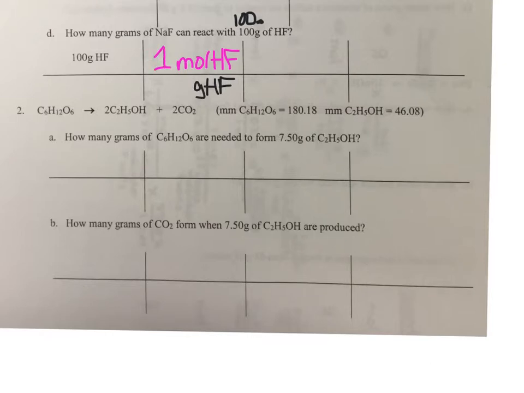So molar mass is 1.008 plus, I got 20.006. Okay, cool. Now I'm going to bring my words down to the right. I'm in Mole Town. What do I have to do? Good. So across the mole bridge. So we've got moles of NaF.